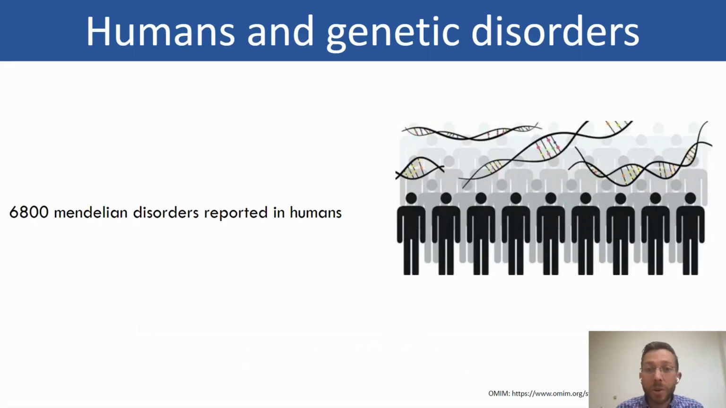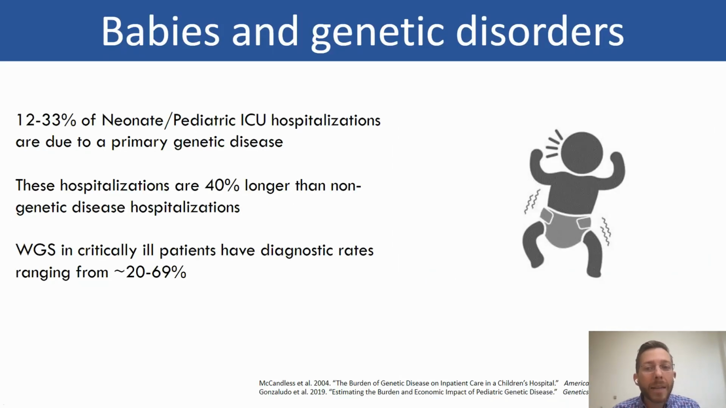So it probably comes as no surprise to you, as this is a genetics talk, and we're going to be talking about making genetic diagnosis, that humans suffer from genetic disorders. And it's not uncommon that humans have some form of genetic disorders. As of today, over 6,800 Mendelian disorders have been reported in humans. And of these, genetic disorders can present later in life, but equally, they can be present at birth. They can be showing their signs immediately after birth or even during the gestation period.